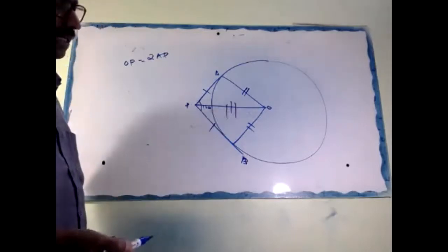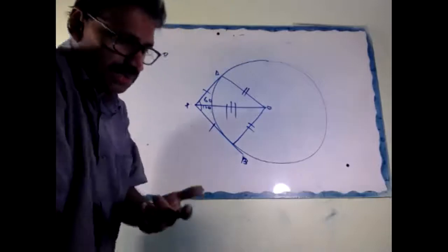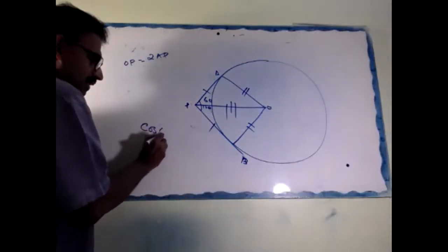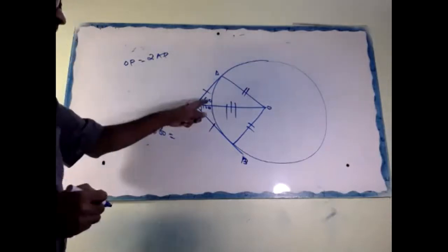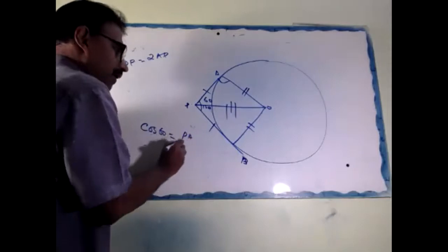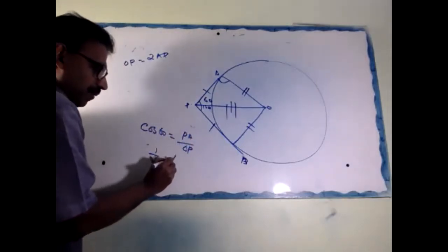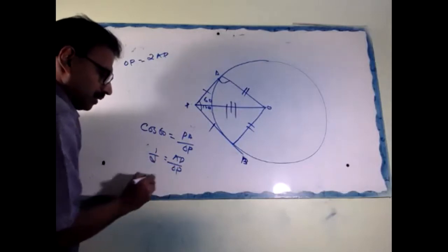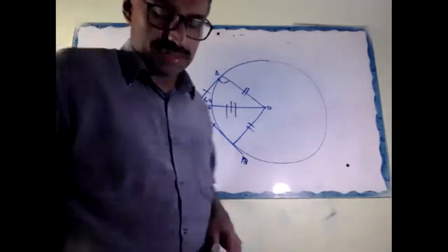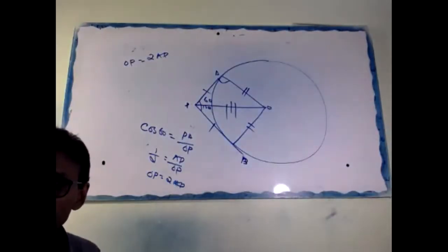Therefore angle APO is 60 degrees. Listen, it's a 4 mark question. The idea is the important thing. Cos 60, where this angle is 90, is adjacent side PA by hypotenuse OP. Cos 60 is 1 by 2, equal to AP divided by OP. So OP equal to 2AP. Finish. Clear now? It's a good question, connected with trigonometry also.